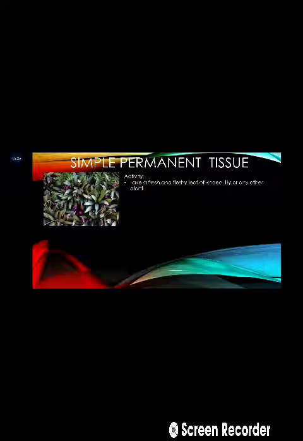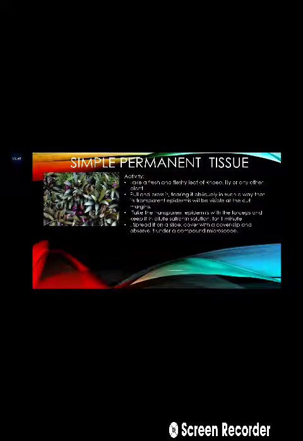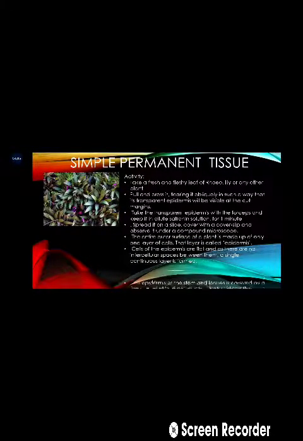The activity that we are supposed to do is to peel the leaf of rohio, take a very thin layer of it, treat it with water, and then keep it in a safranin stain for 1 minute. Safranin is a dye which is used to color the tissue for better observation under the microscope. Spread the piece of tissue on the slide, cover it with a cover slip, and observe it under the microscope.